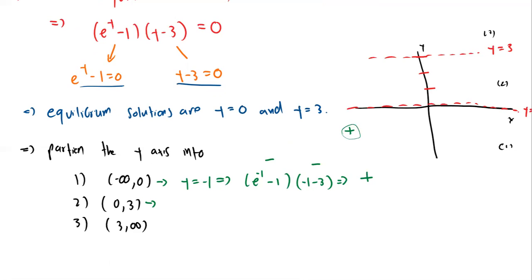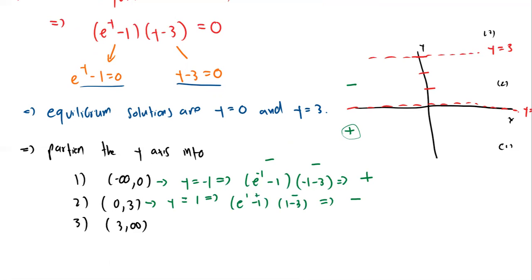Okay, now here we can choose on the interval 0 to 3. Here we can choose y equals 1. That's in this interval. And the work is the same as what I erased before, right? e to the 1 minus 1 is positive. 1 minus 3 is negative. Positive times negative is negative. So solutions are decreasing on this interval.